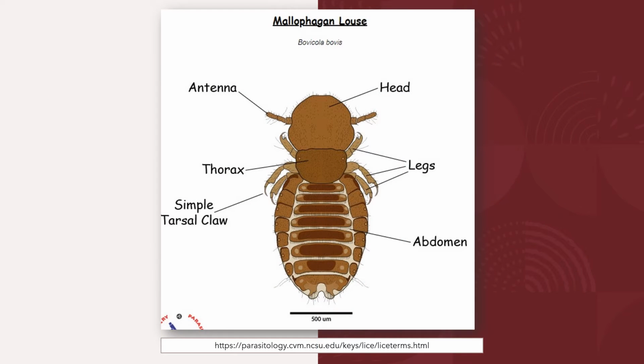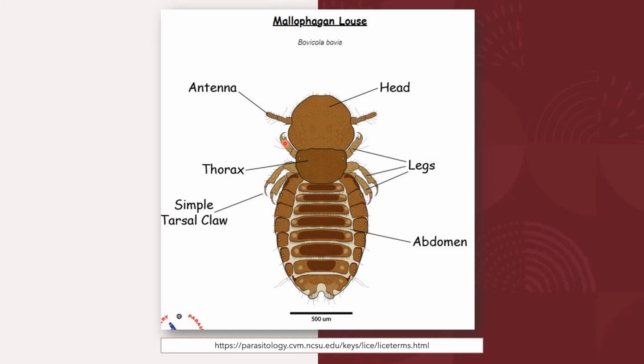This diagram shows the anatomical parts of the Mallophagan louse, Bovicola bovis. So the three major parts of the anatomy of the Mallophagan louse, or the lice in general, are the head, the thorax, and the abdomen. For the head, the antenna is present, which serves as a sensory appendage. And when we compare the width of the head versus the thorax, the head is wider compared to the thorax. For the thorax, we have the presence of three pairs of thoracic legs.